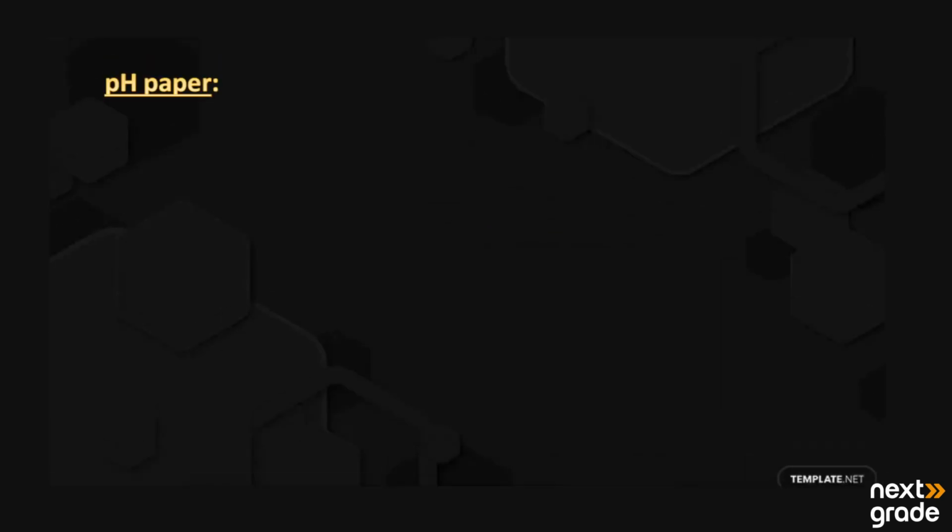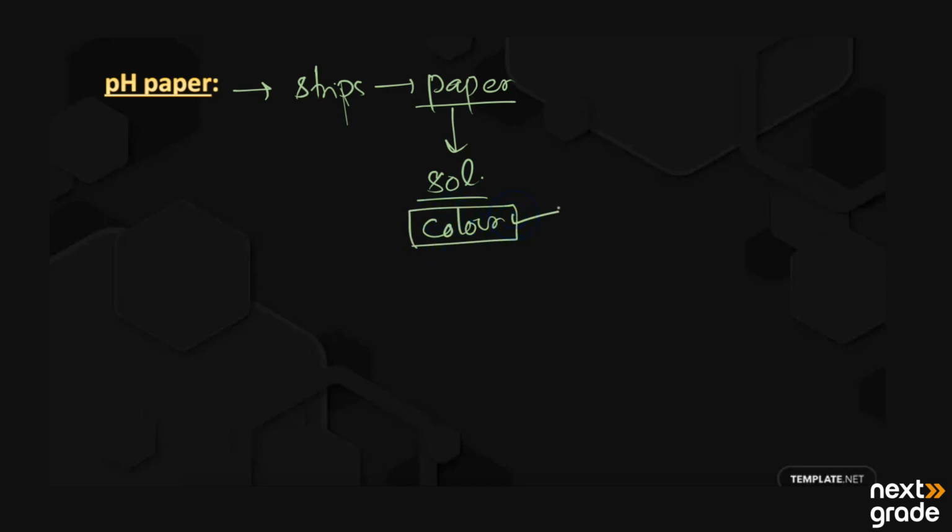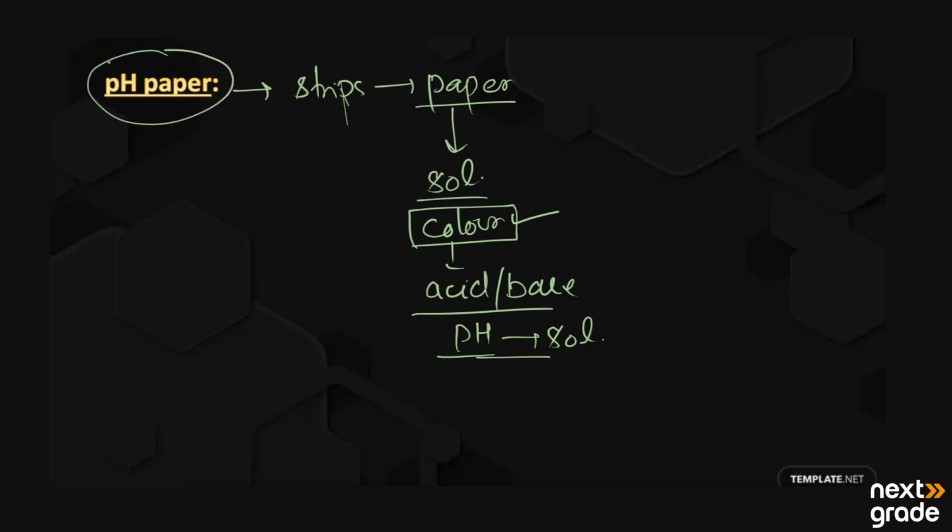Basically, pH papers are mainly strips of paper. When we dip this paper in any solution, a specific color appears, and from this color we may know whether the solution is an acid or a base, and what the pH of the solution is. So this is called the pH paper. pH paper is mainly a strip of paper.